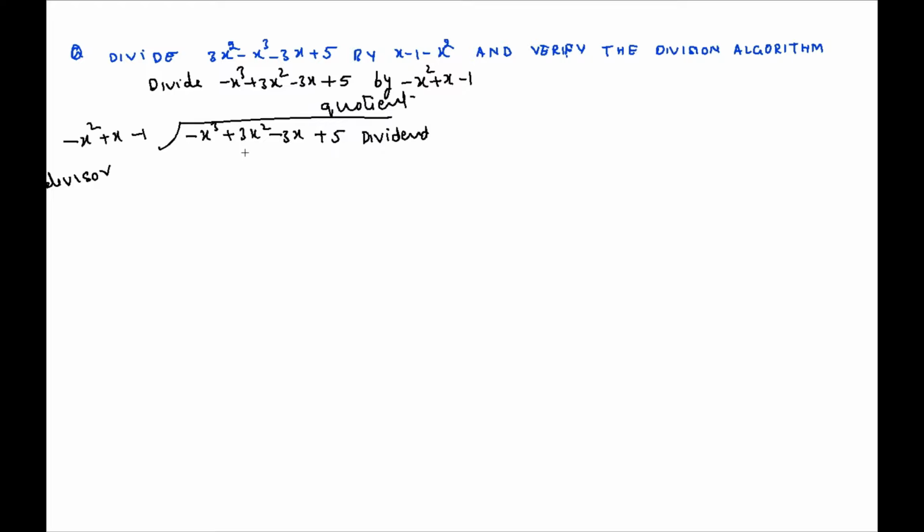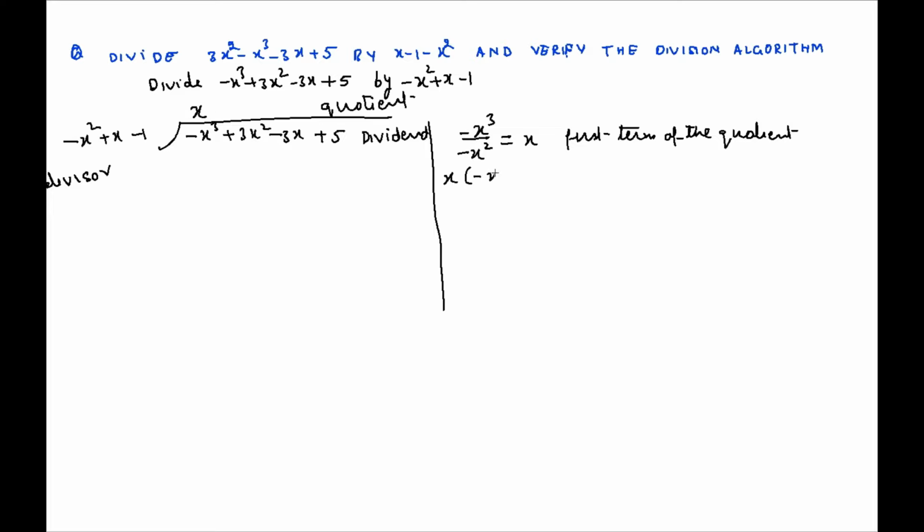Now by mental calculation you can do this long division, but in order to avoid any silly mistake I'll do this side work. So write first term of the dividend divided by first term of divisor, so that will come out to be x, that is the first term of the quotient. Write x here. So multiply x with every term of the divisor, x minus x squared plus x minus 1, that is equal to minus x cubed plus x squared minus x.